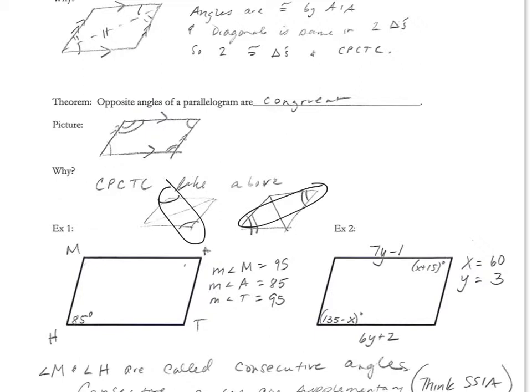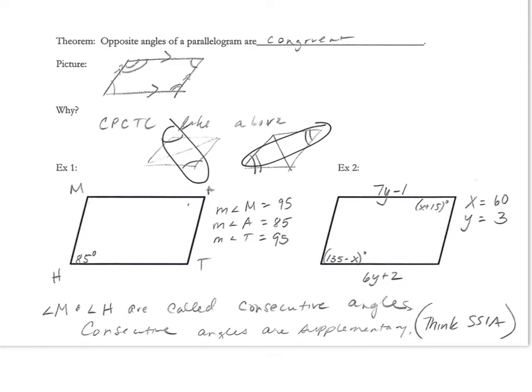So if I'm looking at this one right here, if I know that this has to be 85 over here because they're opposite, I also know that because these two lines are parallel, and this is my transversal, this has to be 95 degrees, because these two angles add up to 180. And this one's opposite. And these two angles add up to 180. And you can do it algebraically too.